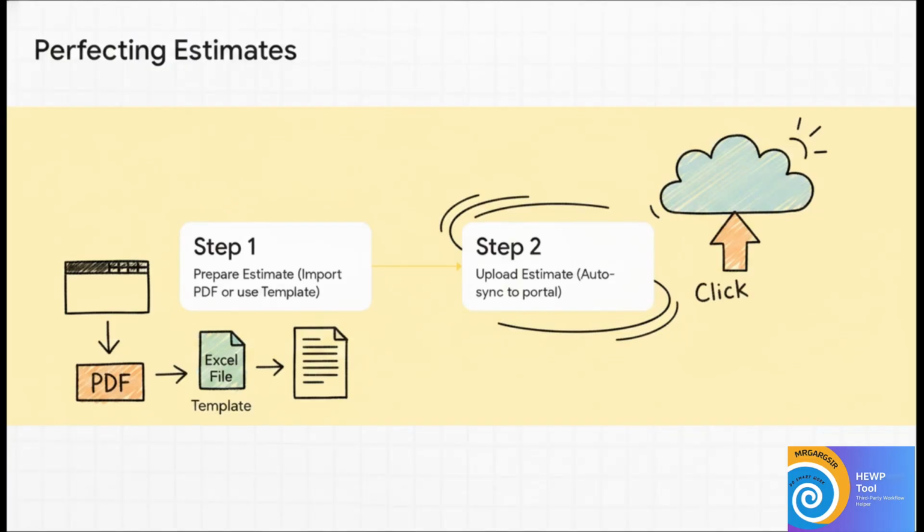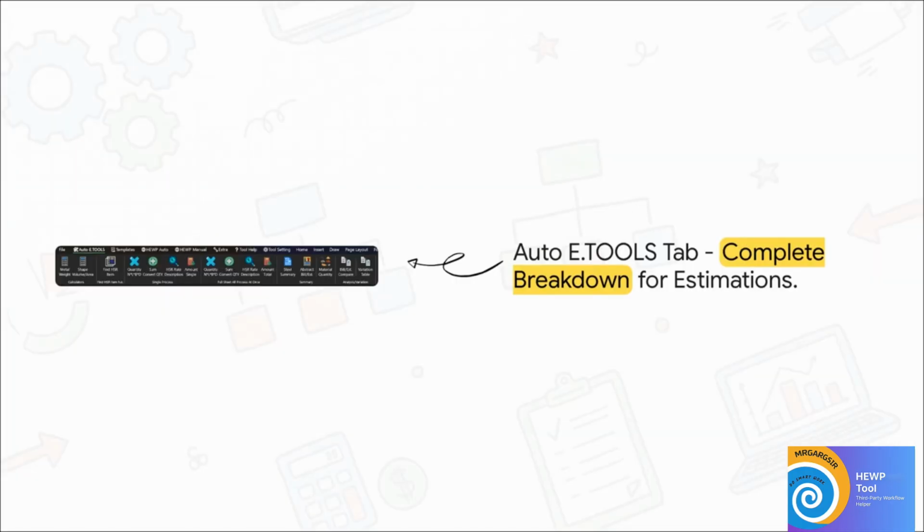So, the first actual steps of the workflow are beautifully simple. Step 1, prepare your estimate. You can use an existing template or, and this is a huge time saver, you can just import an estimate PDF directly downloaded from the portal. The tool instantly converts that PDF into a fully editable Excel file. Then comes Step 2, uploading. Instead of manual data entry, the tool auto-syncs and uploads your prepared estimate straight to the portal with just a single click.